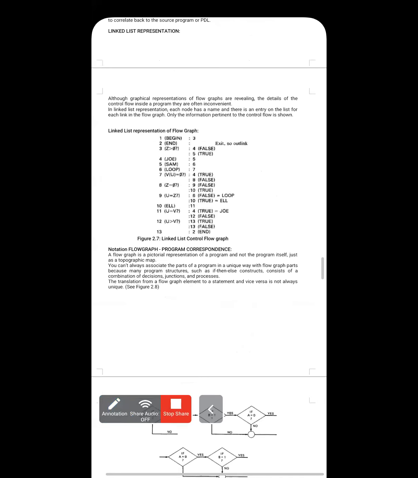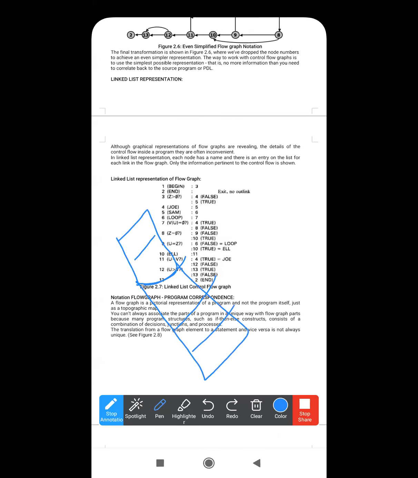See here, linked list representation. You already know about the linked list representation in ADS and DS, isn't it? Linked list representation comes under graphical representation. Links are connected to the other, if we have like this, then it connects to the other, then it connects to the other. This is nothing but the linked list representation, isn't it? That also comes under flow graph.